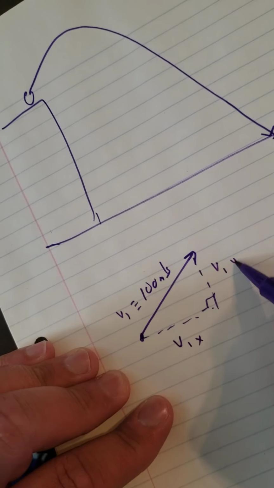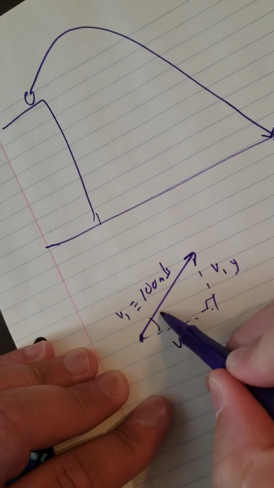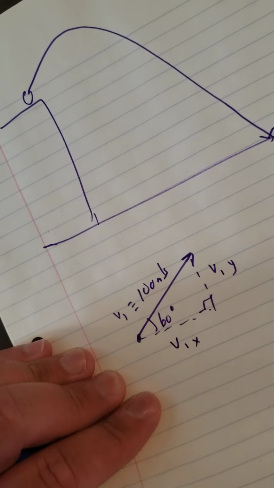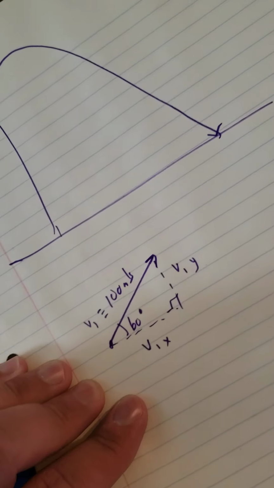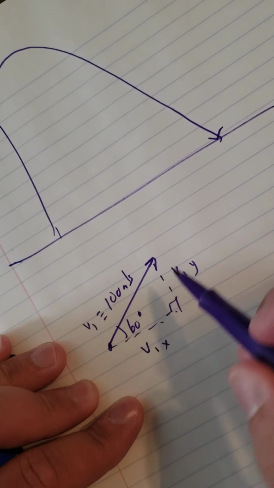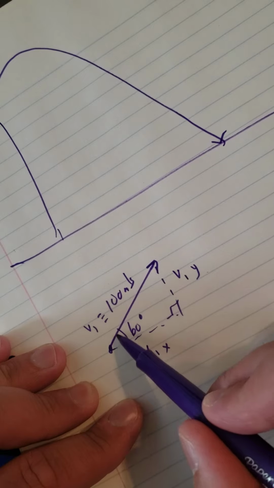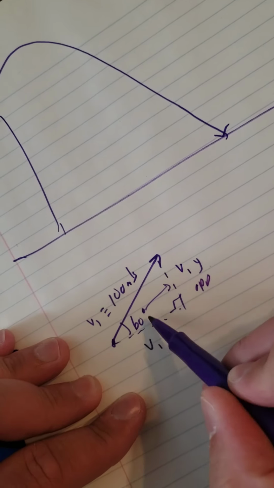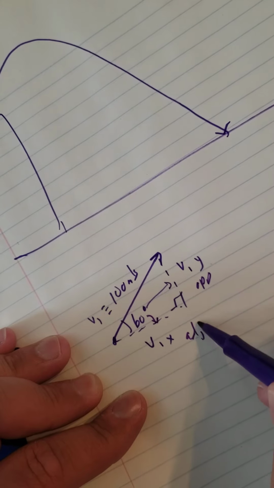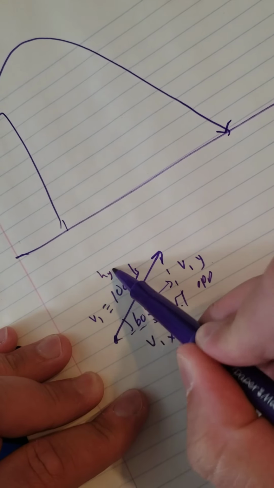This would be V1y. My angle, of course, it was shot at an angle of 60 degrees above the horizontal. So here I have essentially a right triangle, and I'm just using a bit of trigonometry. If I look at this, this is my angle. The side that's across from my angle is my opposite side. The side that's next to my angle is my adjacent side. Of course, this is my hypotenuse here.